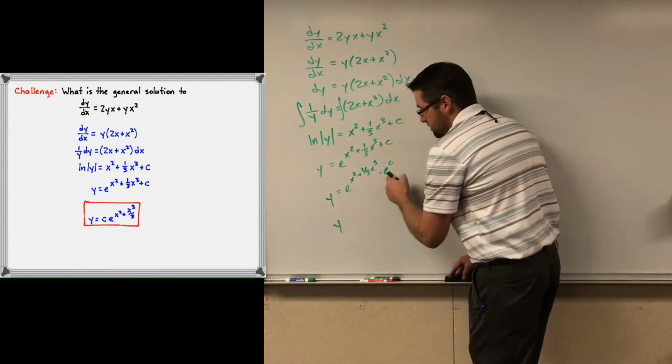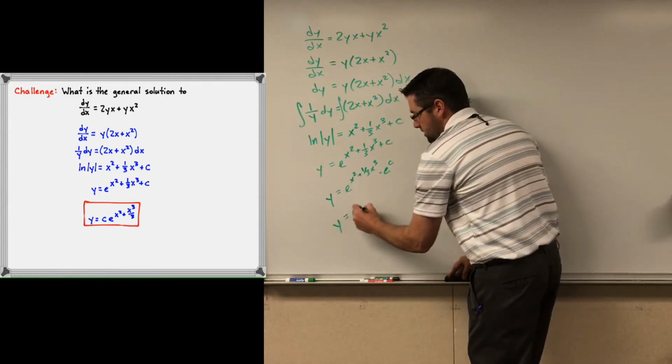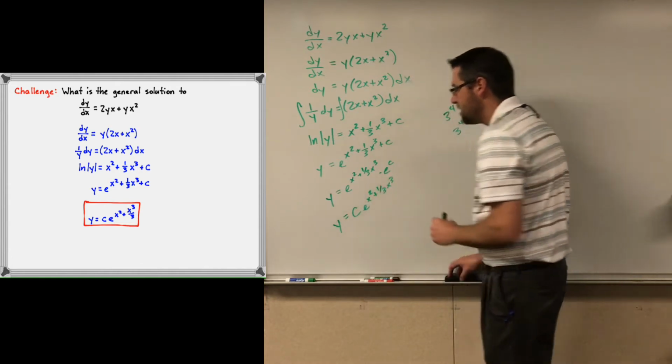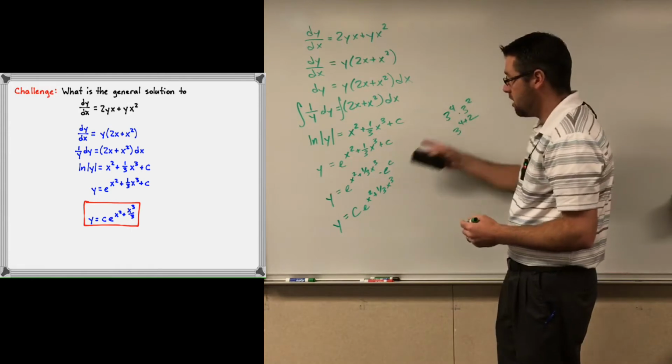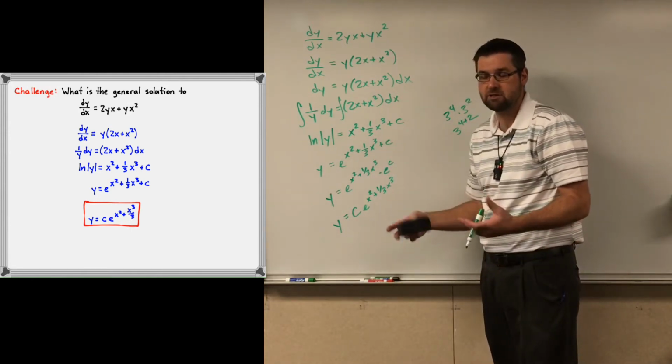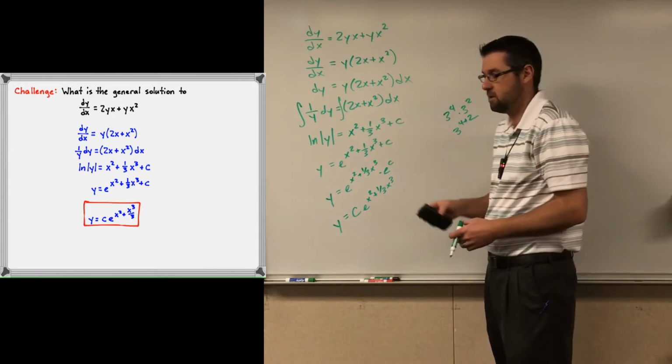So we can move this. This is just a constant value. Constant times e to the x squared plus 1/3 x cubed. It's the same answer. Is this C the same as this C? No, but that's why we use capital letter C, because it's just whatever constant we have. Okay?